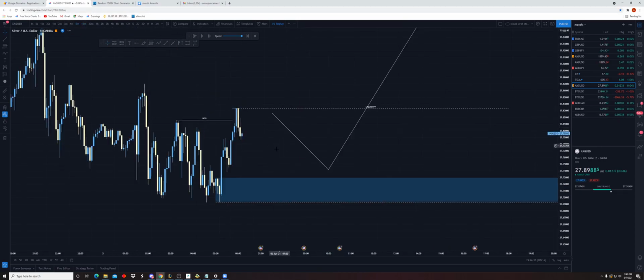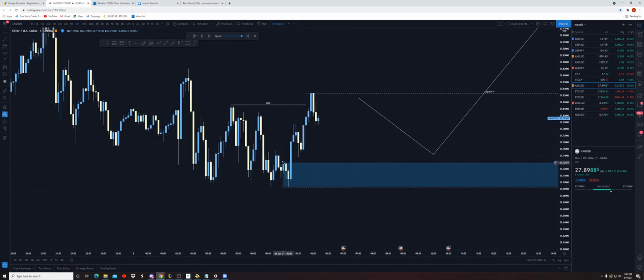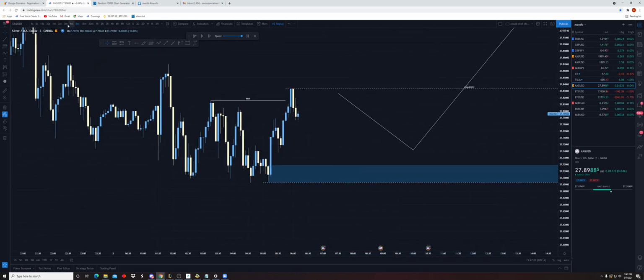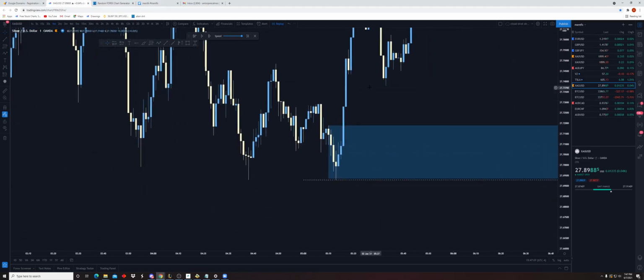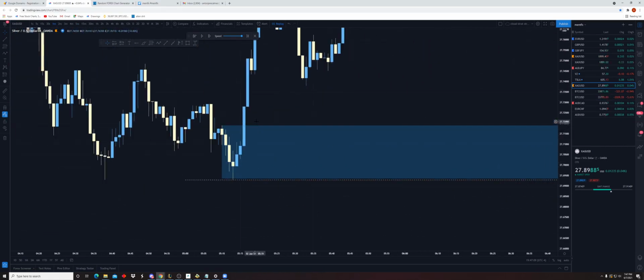Let's go to a 5 minute. Okay, again, you can refine it just as simple as this to this zone right here. 5 minute, right? Let's go to a 1 minute. Just as simple. Again, you can take it down to this last down move here, but what does the story show you?